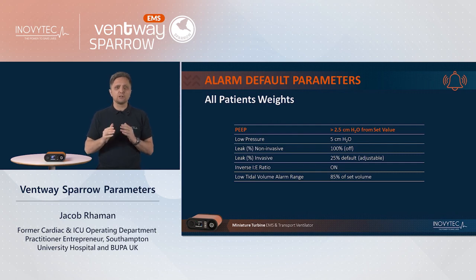The leak default of the non-invasive ventilation parameter is either off or 100%. For invasive ventilation, this is 25%, which is set as a default but can be adjustable. The inverse IE ratio is set to on, and the low tidal volume range is set to 85% of the volume of the set volume.